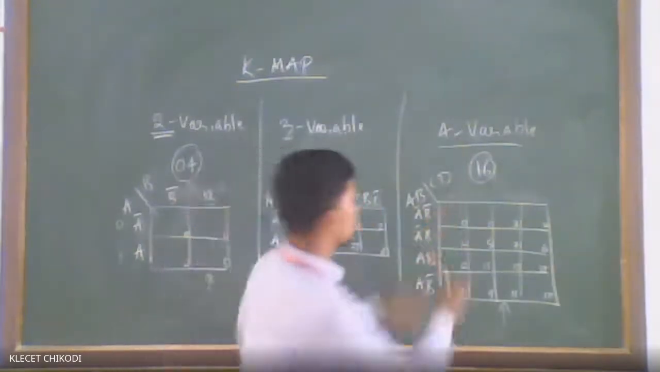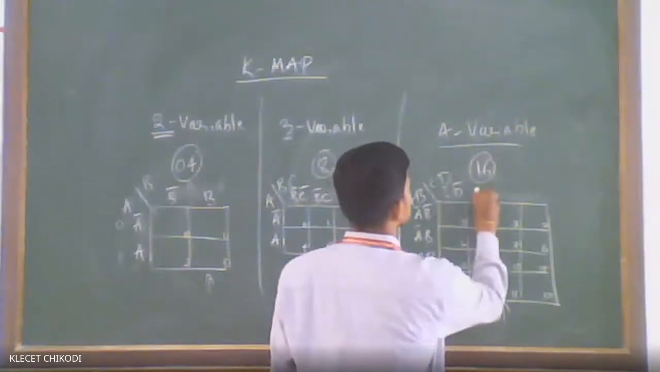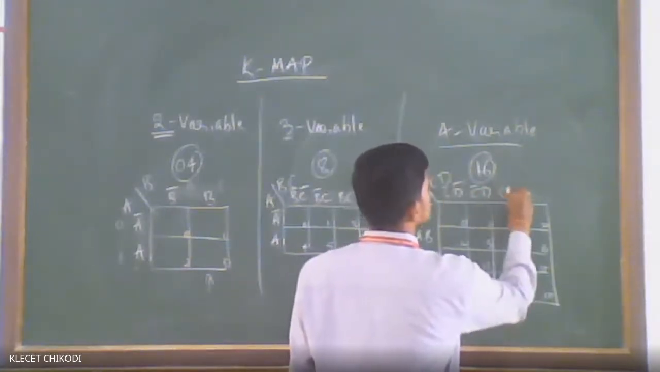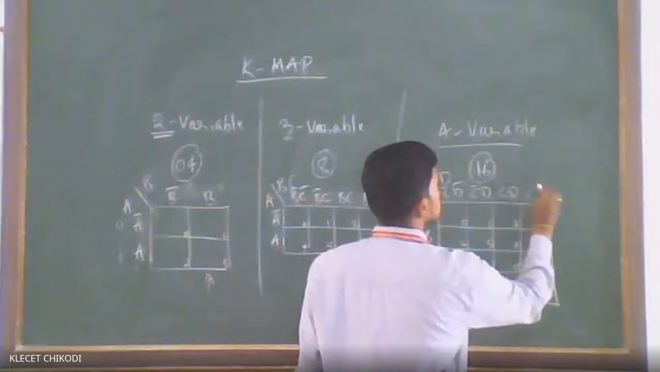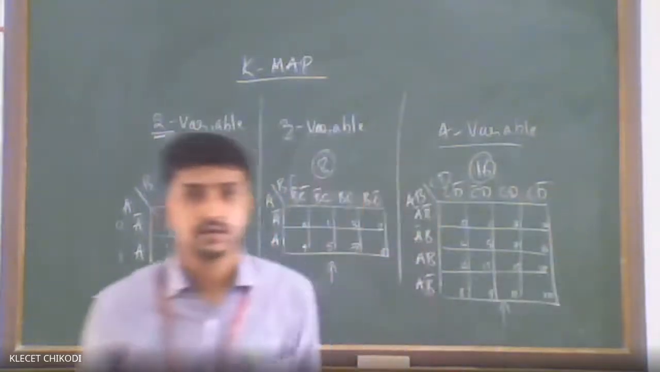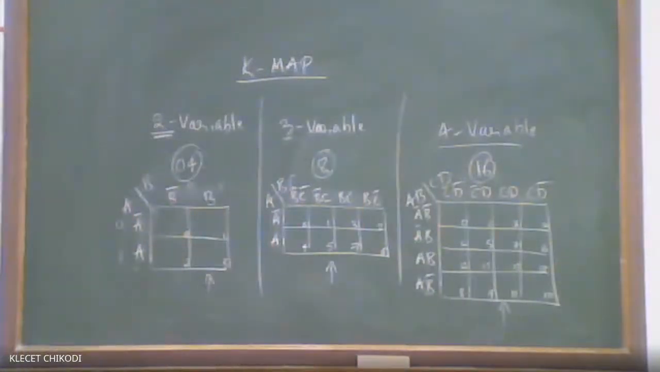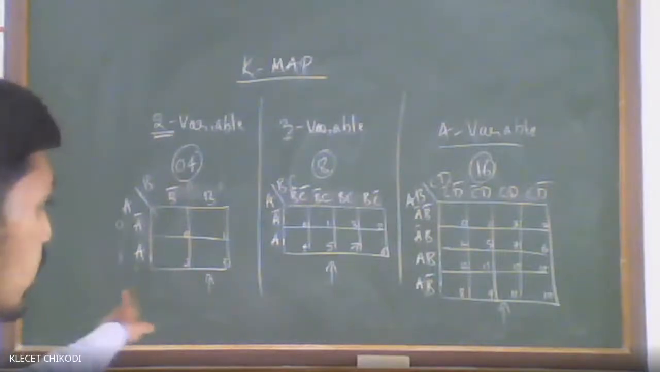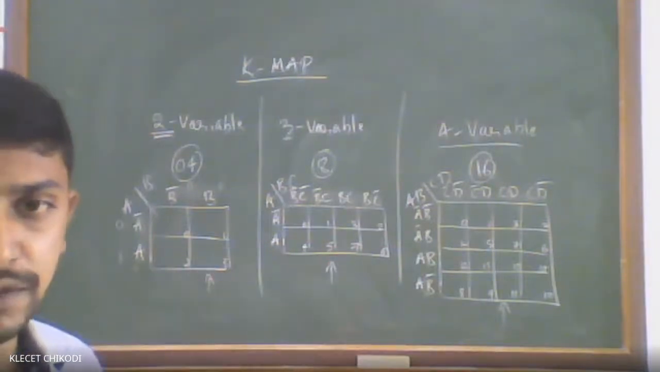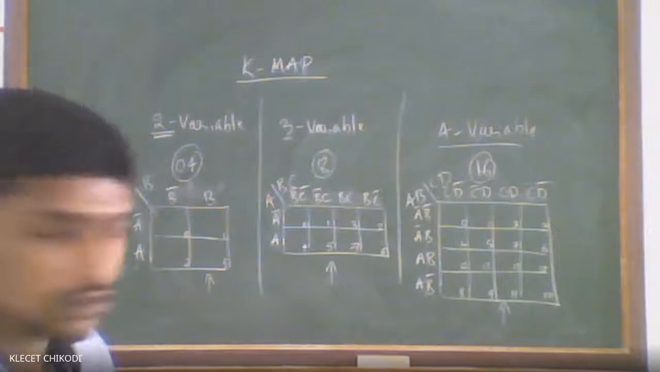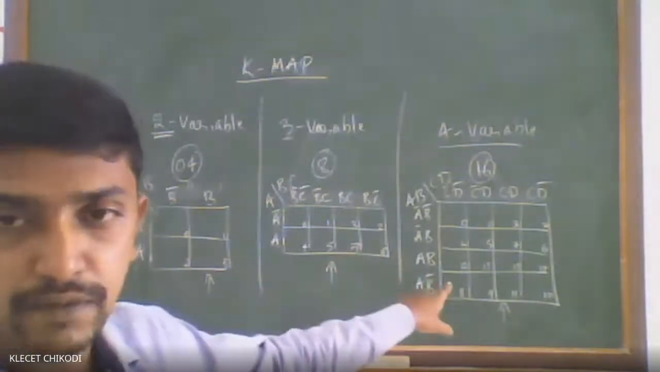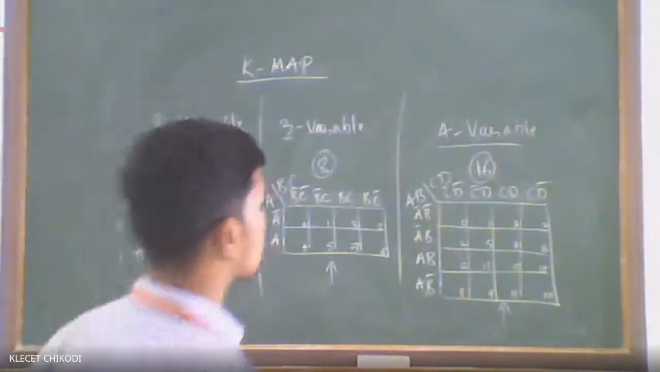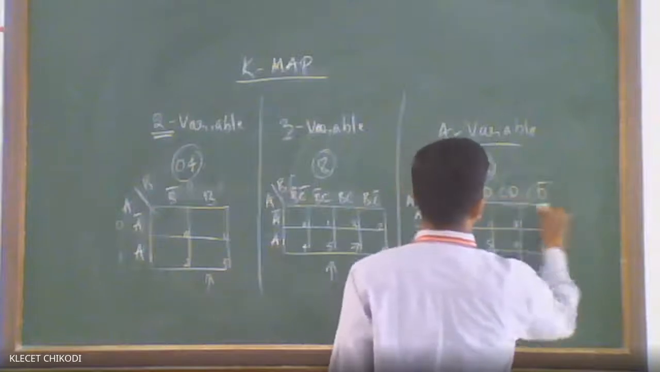Again, that will be C bar D bar, C bar D, CD, and C D bar. So this is how we are going to write the K-map for 2 variable, 3 variable, and 4 variable. So don't confuse it with these terms here.